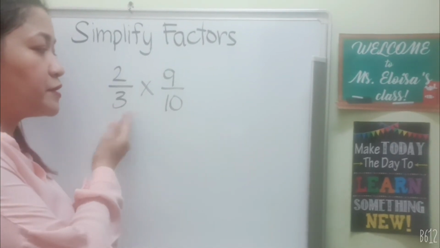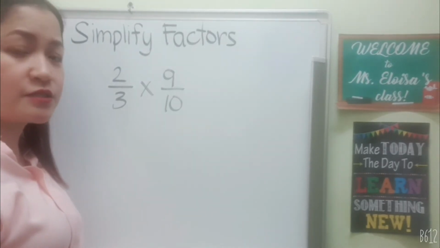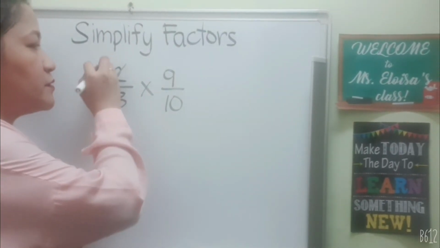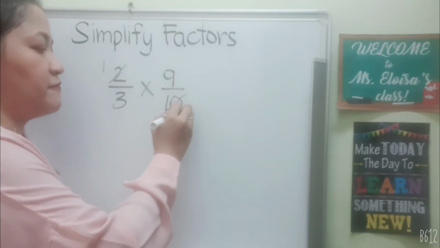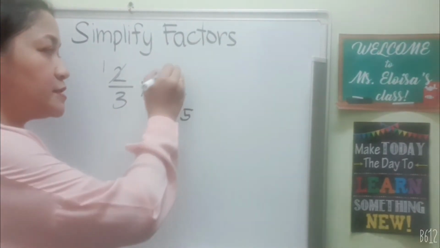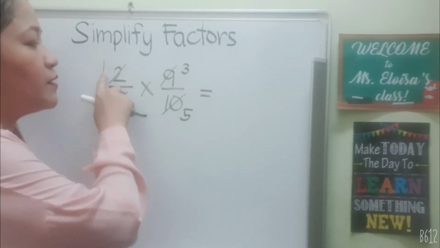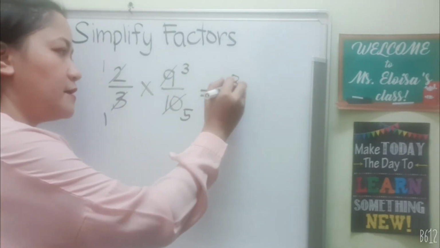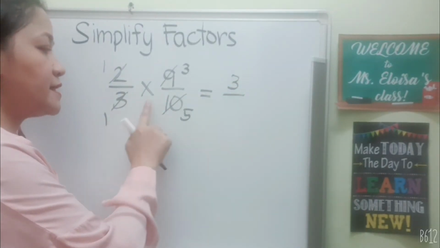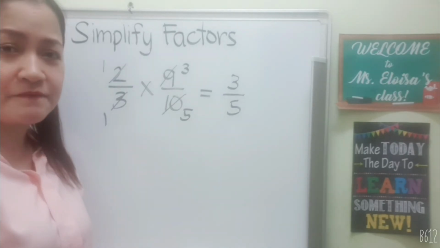Now we have 2/3 times 9/10. So we have 2 and 10. Common factor is 2. So this will be 1 and this will be 5. 9 and 3. Common factor is 3. So this will be 3 and this will be 1. So 1 times 3 is 3 over 1 times 5 is 5. So the answer is 3/5.